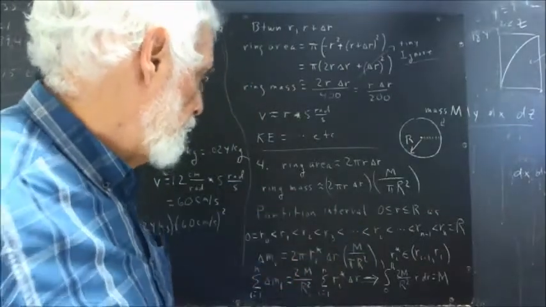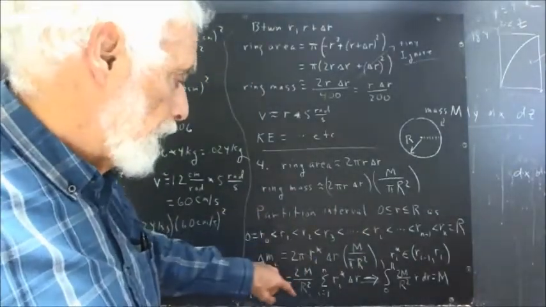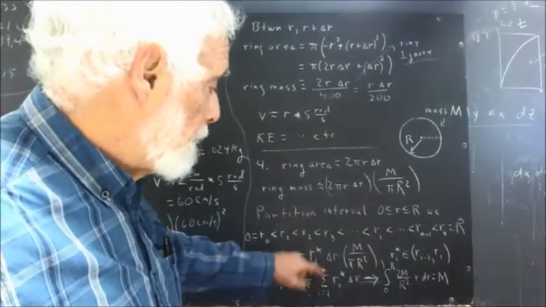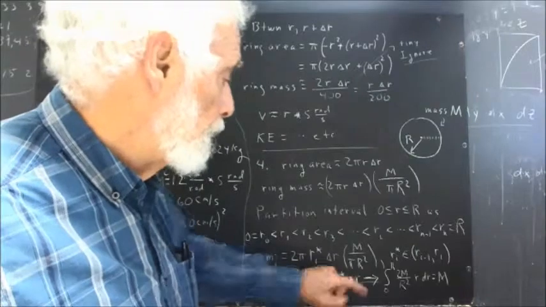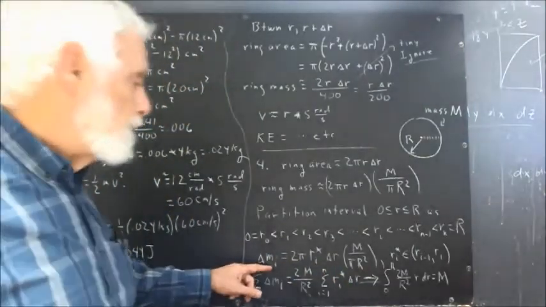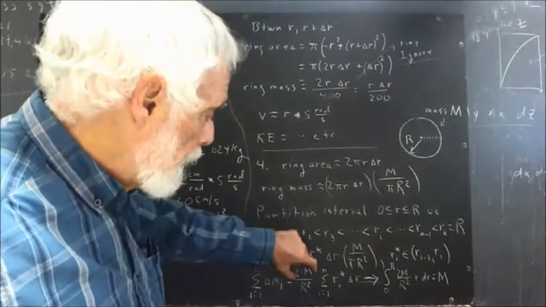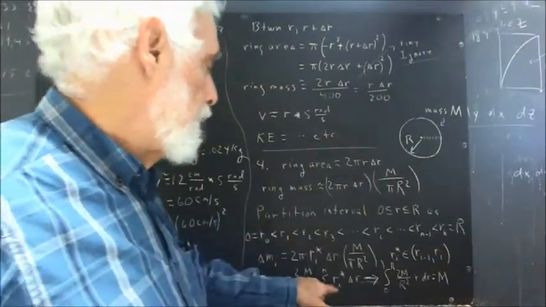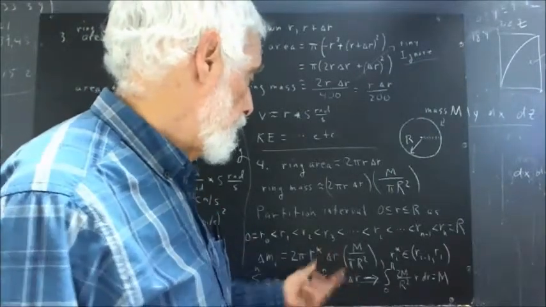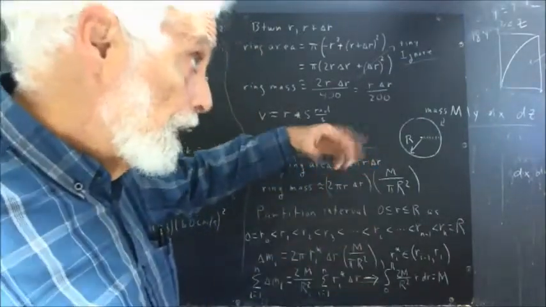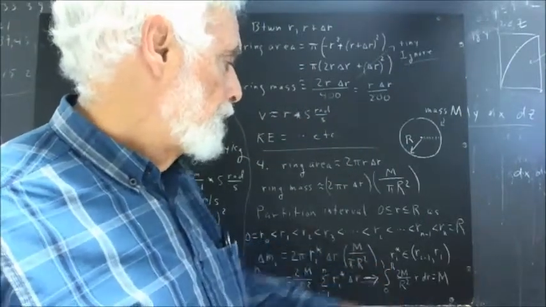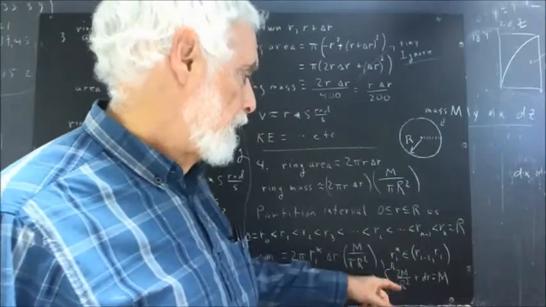Now the pi's divide out, so we get 2m over r squared, times our sum of our r sub i star delta r's. If we add up all the m sub i's, every one of these has this common factor and then r sub i star times delta r. In the limit, as delta r approaches 0, our partition gets dense, and we get the integral from 0 to R.